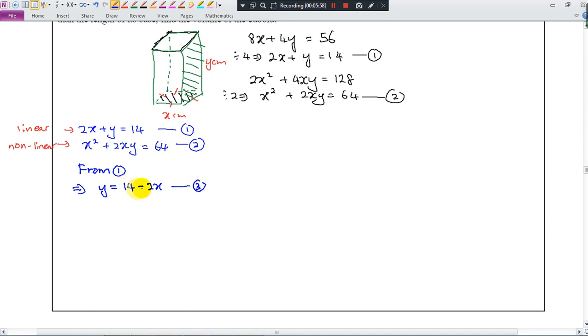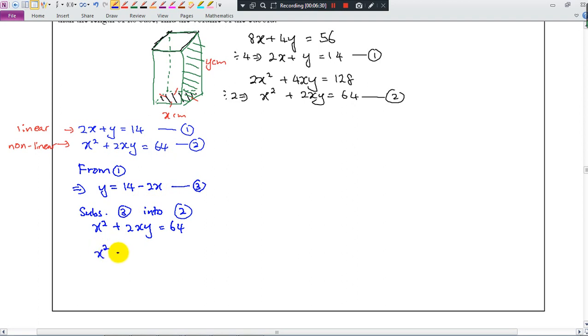Okay, so now this comes from the first equation, so we cannot go back to the first equation. We need to substitute equation 3 into equation 2. If you want, you can copy again: x squared plus 2xy is equal to 64. Now I'm going to replace the y by this.